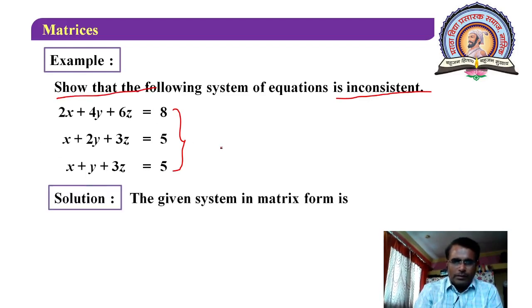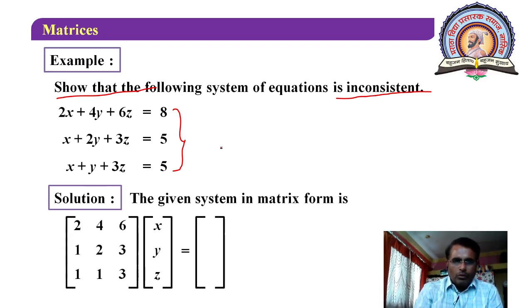If we consider the system in matrix form, it is Ax is equal to b. You will observe that in the first equation the coefficients are 2, 4, 6, and they appear here as the first row. Then the second equation has coefficients 1, 2, 3, and they appear here as the second row, 1, 2, 3. Then in the third equation the coefficients are 1, 1, 3, so the third row is 1, 1, 3.